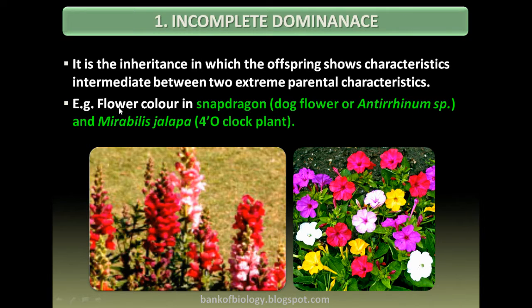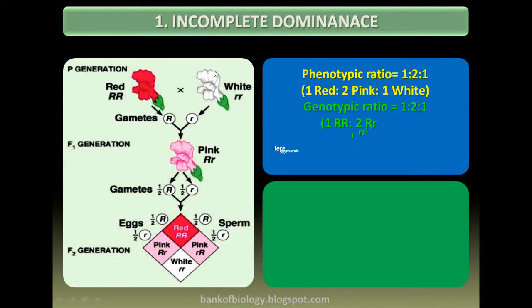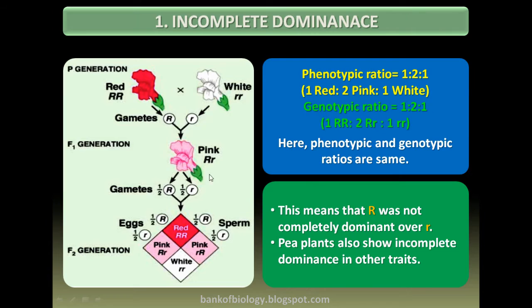For example, flower color in snapdragon or Antirrhinum species or Mirabilis jalapa. Here, when a red flower is crossed with a white flower, we get the F1 generation as pink flowers. This F1 generation neither resembles red nor white, but shows an intermediate characteristic of red and white.